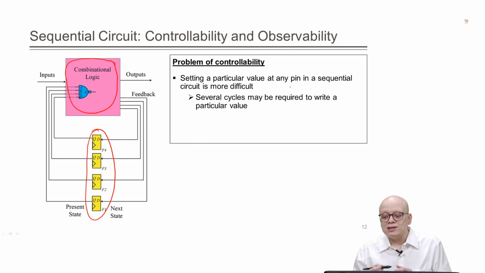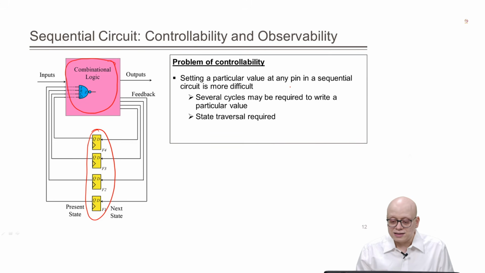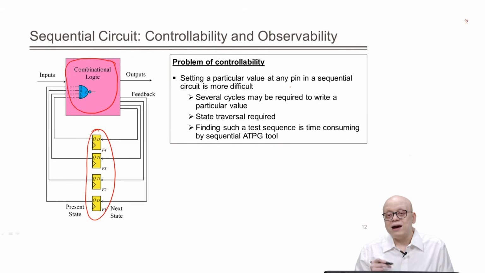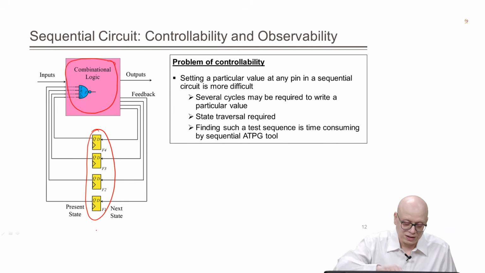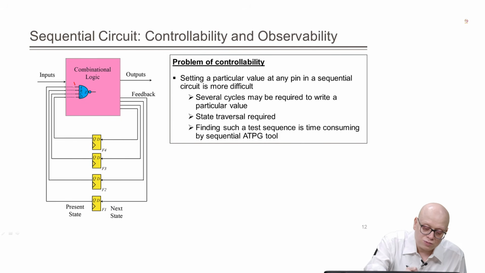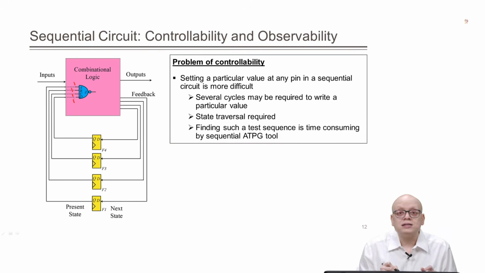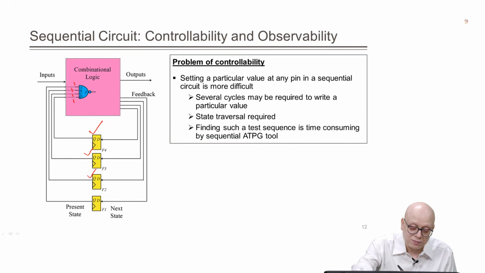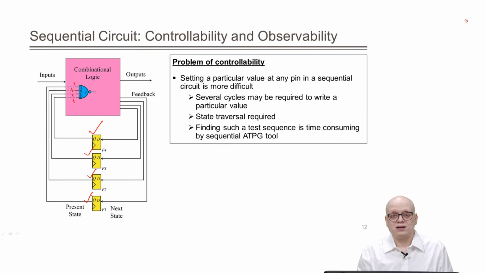Why? Because several cycles may be required to write a particular value, a state traversal can be required, and finding such a test sequence is time consuming for a sequential ATPG tool. So, let me explain what this means. Suppose we wanted to apply a test pattern 1 1 1 1 at this NAND gate. Now, these inputs are being driven by the flip flops, or state elements.